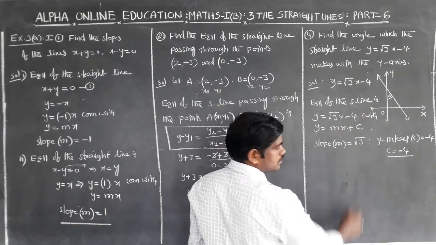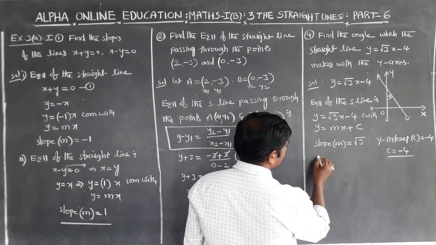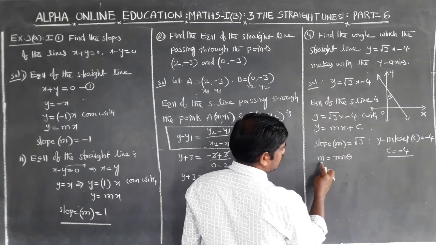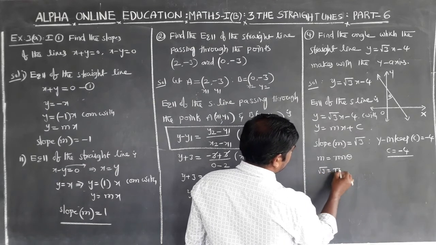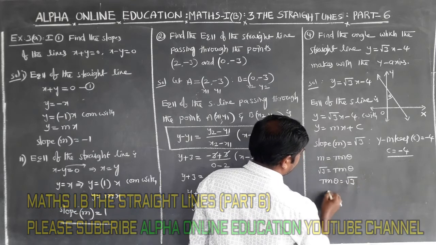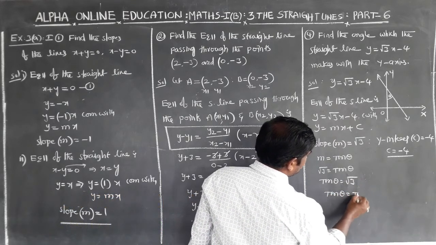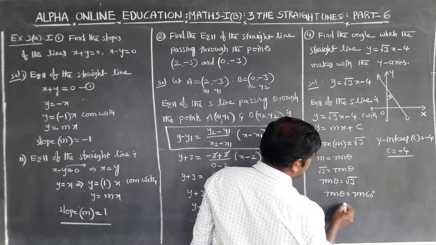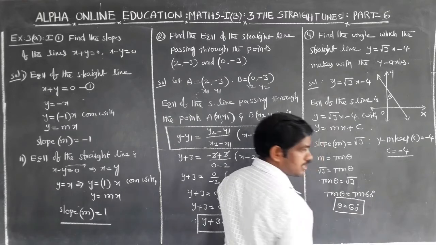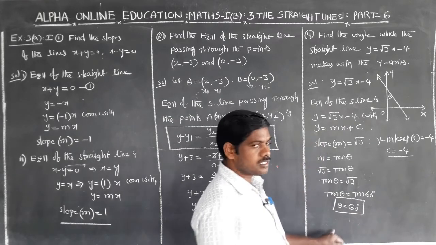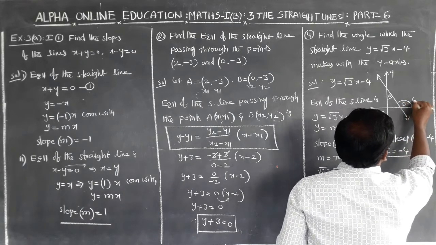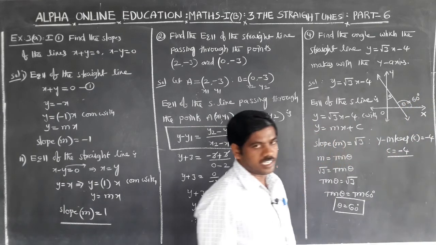Here slope m is equal to tan theta. Slope m is equal to tan theta, and m is equal to root 3, so root 3 is equal to tan theta. Tan theta is equal to root 3 means tan 60 degrees. Here theta is equal to 60 degrees, which means the straight line makes an angle of 60 degrees with the positive x axis.